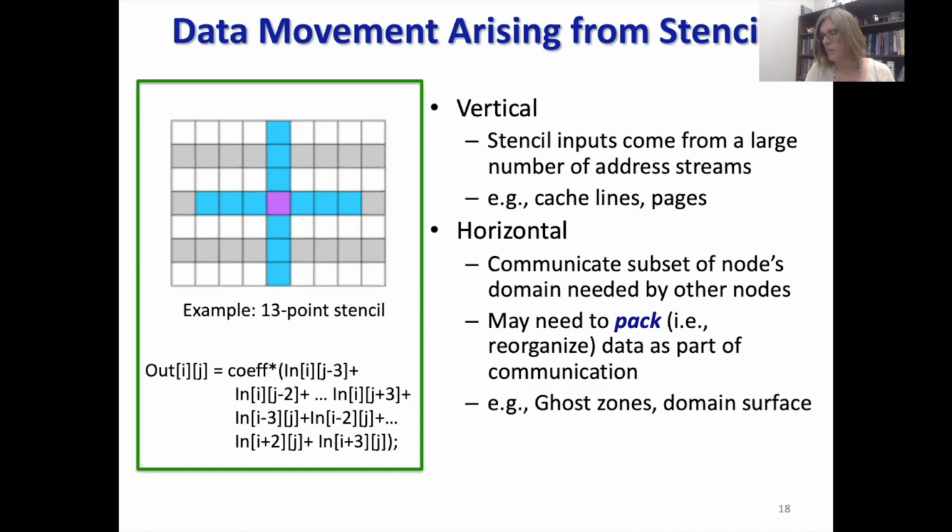There's vertical data movement, since stencil inputs can come from a large number of address streams. If the output determines domain decomposition across iterations, remote data is needed for inputs, and the storage reserved for remote data is the ghost zone. There's horizontal data movement to communicate the ghost zones, and you may need to pack that data into messages.